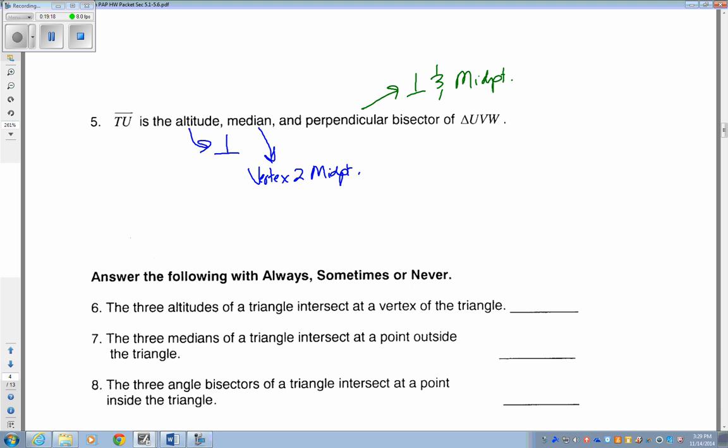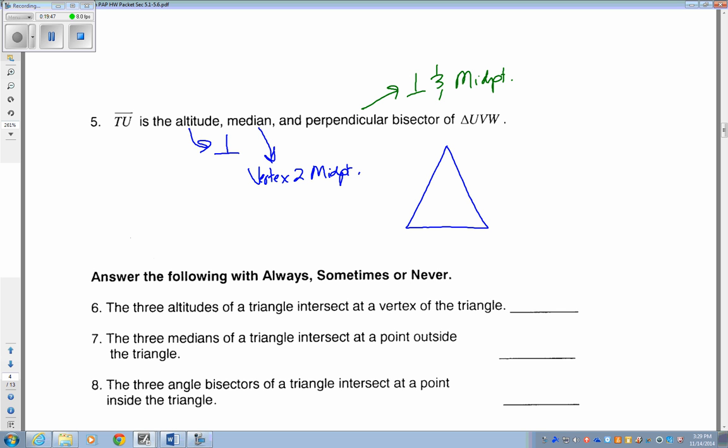Now, it will be both in special cases, Kosi, because sometimes you can draw that perpendicular bisector and it doesn't necessarily go to a vertex. So it just depends on the triangle. But in this one, we do want it to be that way. So we're going to draw a triangle and create our altitude, median, and perpendicular bisector all in one.